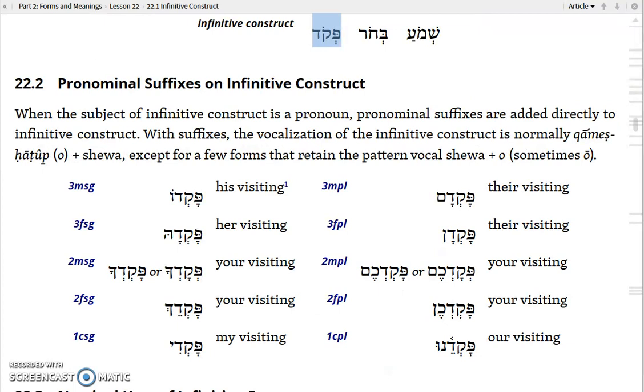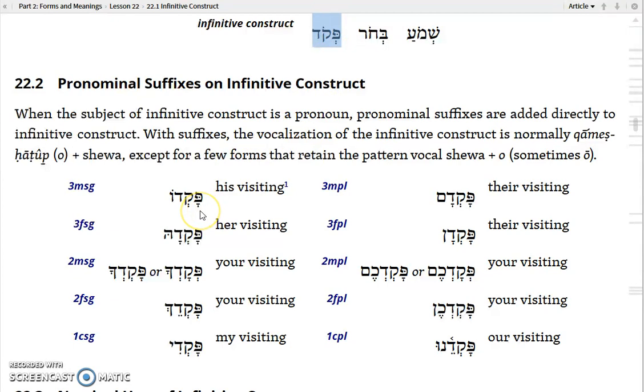Now it turns out that you can put pronominal suffixes with infinitive construct. And when you do that, the vowel pattern changes to some degree. What will often happen is that the holum of the theme vowel between the second and third consonant, that O vowel, will gravitate back and become a kamatz hatuf.